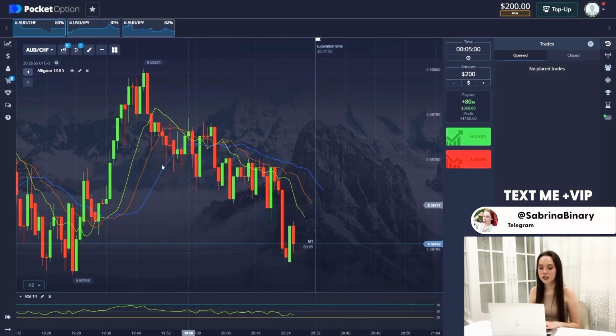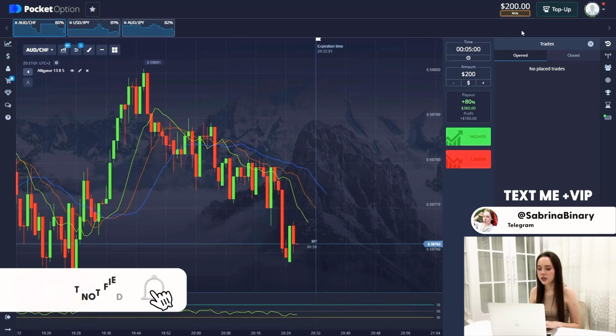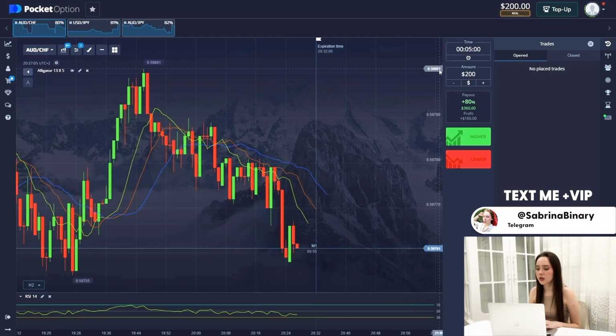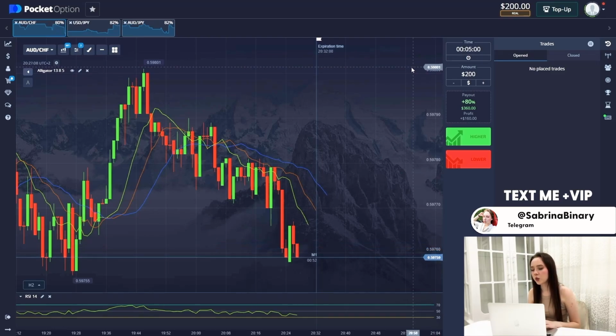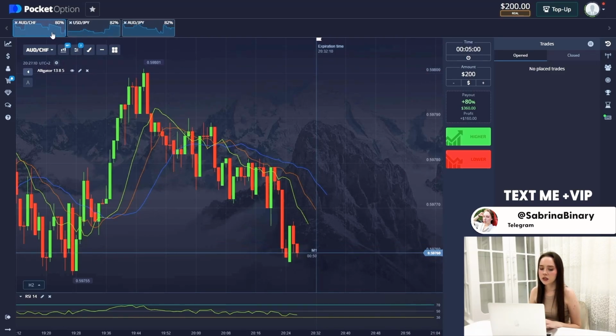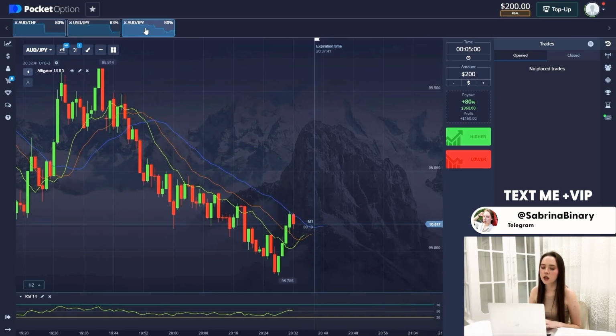So let's get started. You can see the currency pairs I have chosen in advance, and the starting balance for today will be $200 and the time of the first deal will be 5 minutes. Let's move on to the first currency pair.